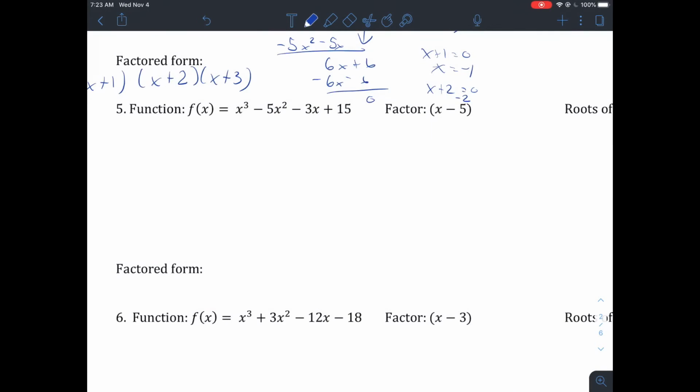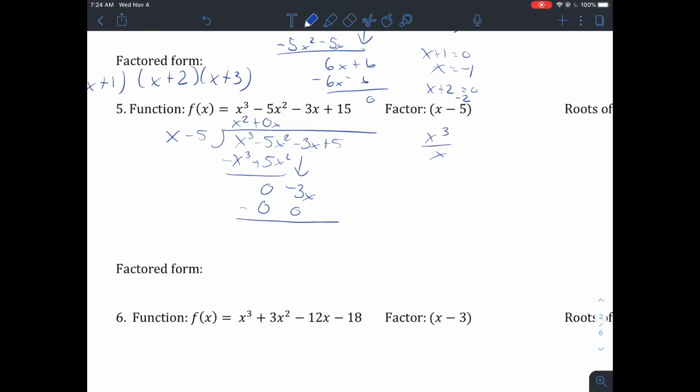All right, let's try number 5. So we're going to go ahead, again, do our division. X cubed divided by x is going to give us an x squared. Get x cubed minus 5x squared. We change our signs. We get 0. Bring down the -3x. So again, we're going to do a plus 0x in there. We get a 0, 0. Do our subtraction. We get a -3x.